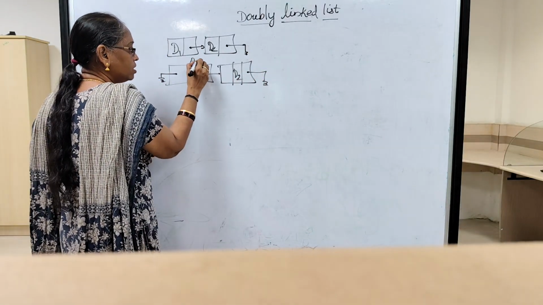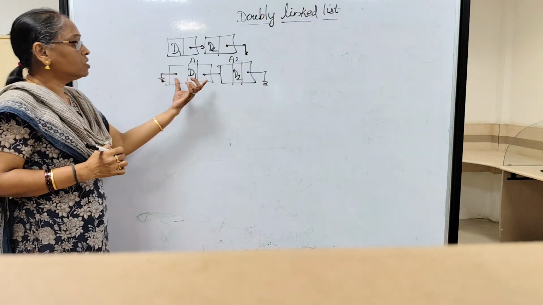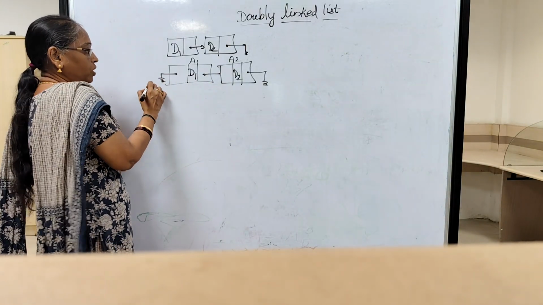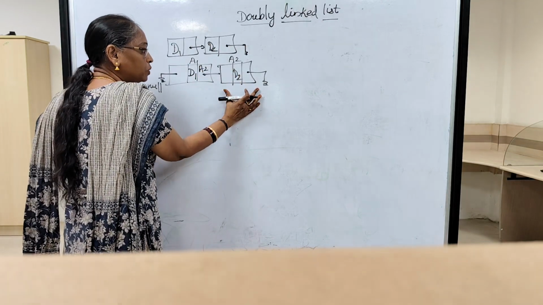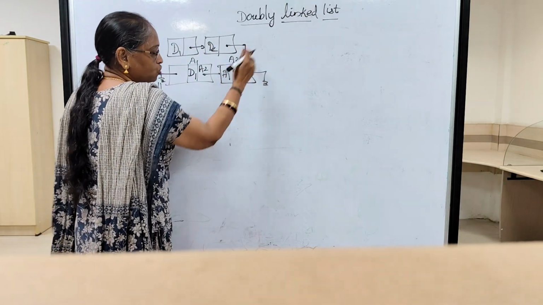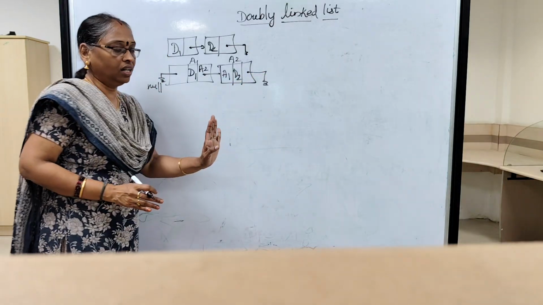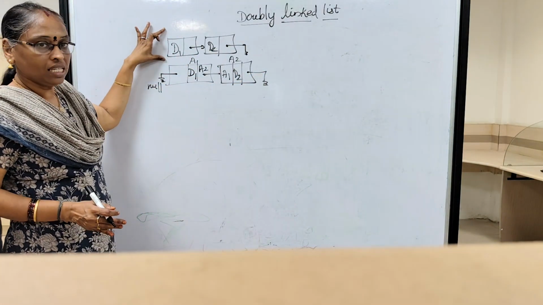For example, if this is the address A1, the node is in A1 and this node is in A2. So for this node, there is no previous, so it will be null. And the next address is A2. For this particular node, the previous one is A1 and there is no other next node, so it is null. So this is the doubly linked list and this is the singly linked list.